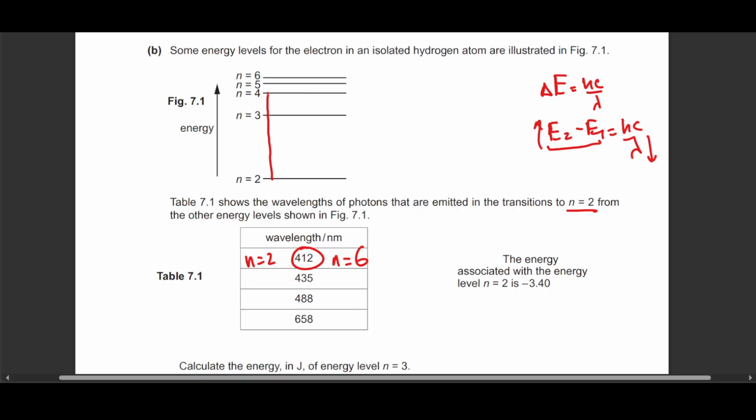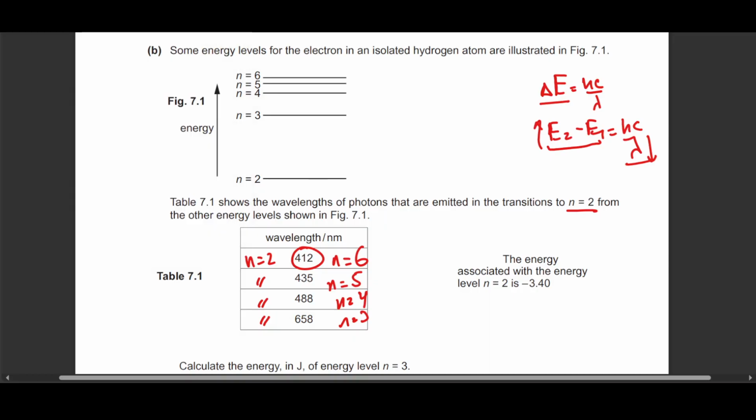So the highest change in energy, highest delta E, gave rise to the smallest wavelength. Similarly, from N2, these are consequently N5, N equals 4, and then N equals 3. So the smallest delta E was N2 to N3, which produces the largest wavelength because they're inversely related, right? So this is the idea for this graph at least.